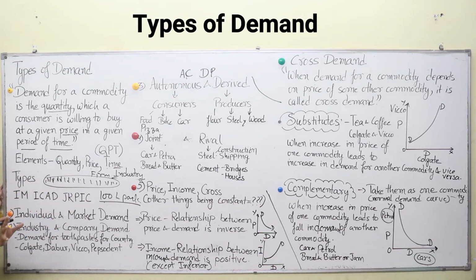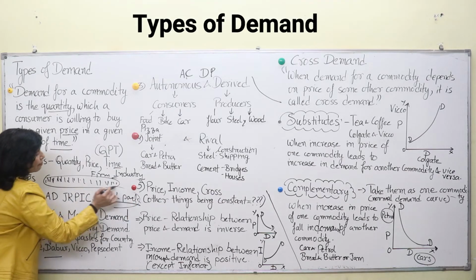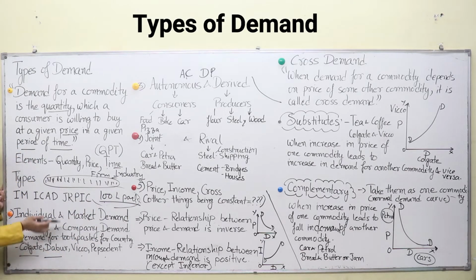You can say packets are of different quantities. So here we can say the quantity demanded for Colgate will be different, for Dabur will be different, Vico and Preston will be different. So this whole demand in one month is shared by all these companies. So demand for the industry is bigger than demand for different companies.